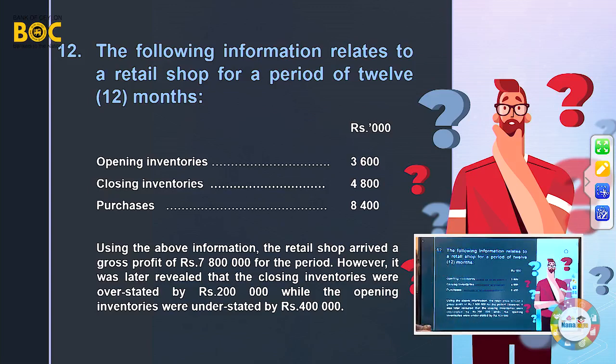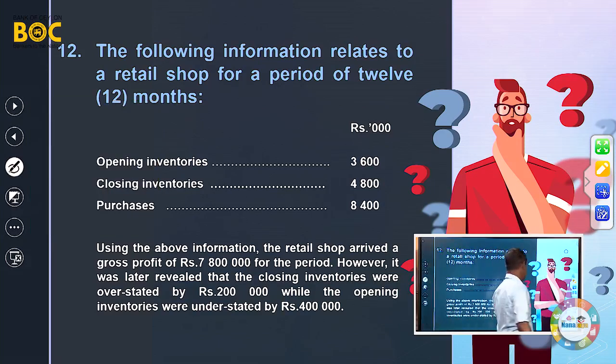The following information relates to a retail shop for a period of 12 months. You have opening inventory, closing inventory, and purchases. With this information you can think: out of the information given, what can you find? Cost of sales. Yes, cost of sales you can find. How? Opening stock plus purchases minus closing stock.